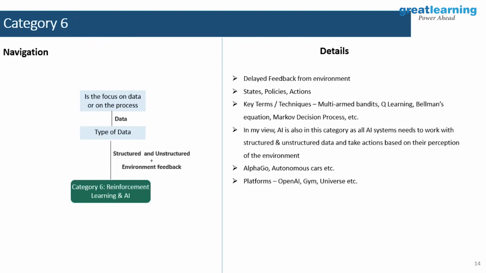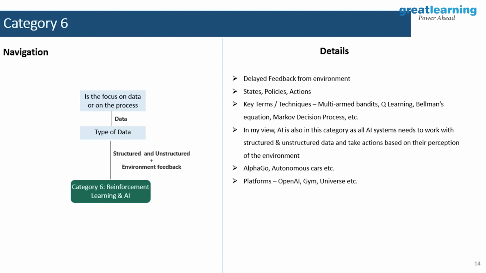So category 6 is what is called reinforcement learning. Machine learning is divided into 3 categories, right? Supervised machine learning, unsupervised machine learning, which is what we saw earlier, and there is this whole area called reinforcement learning, right? What happens here is, typically reinforcement learning would involve both structured and unstructured data, but it can also work with either. But really the difference here is the feedback from the environment, right?